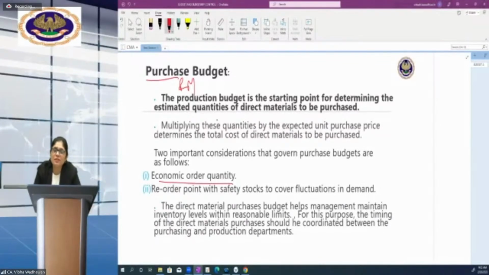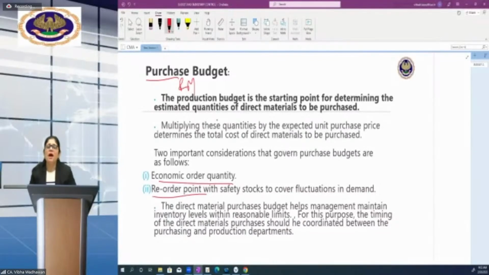Economic order quantities, how much to purchase. I am sure you must have done it. Economic order quantity tells you how much to purchase in one order. And the reorder point tells you when to purchase. So how much to purchase and when to purchase.